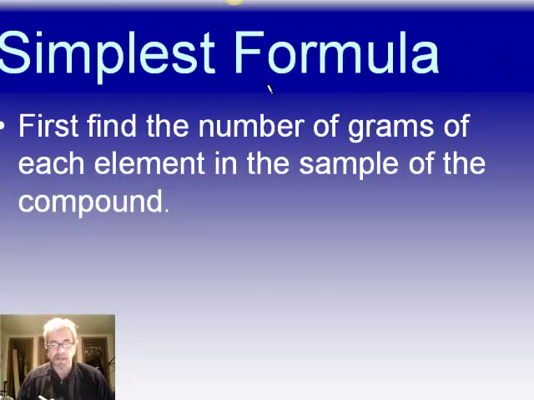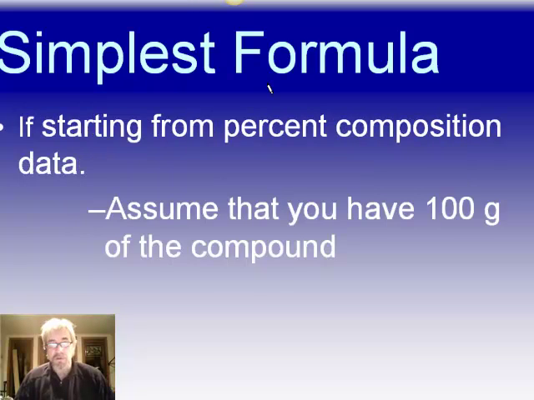Well, the first thing you want to do is find the number of grams of each element in the sample of the compound. Sometimes you measure this if you're in the laboratory. Sometimes it's given to you in grams. But quite often you're going to start out with percent composition data. If you're starting from percent composition data, they tell you what percent is carbon and what percent is oxygen or whatever. The easiest way to approach it is to assume that you have 100 grams of the compound. And if you do that, then whatever your percent is, that's mass in grams.